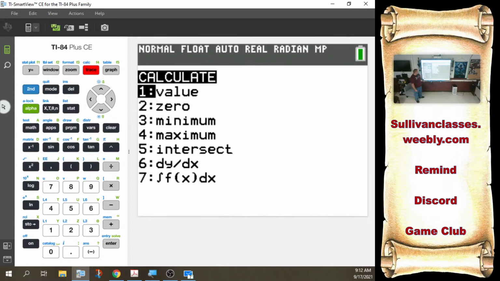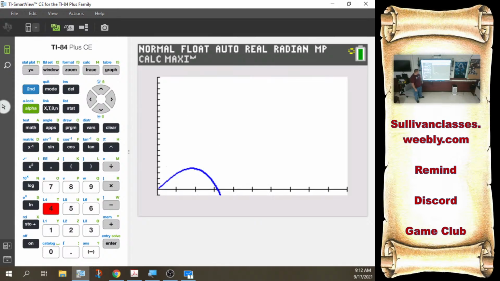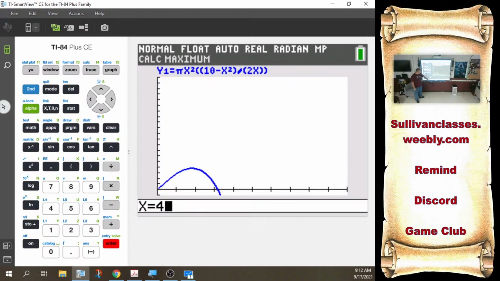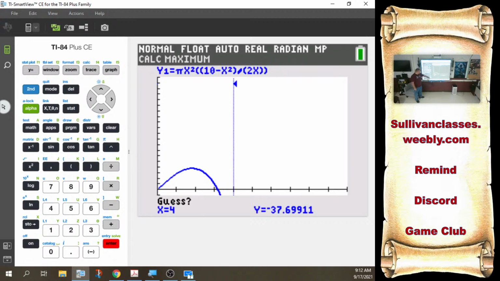Calculate my maximum. This appears to be somewhere nicely between 0 and 4. It is supposed to have a radius of approximately 1.826 inches.